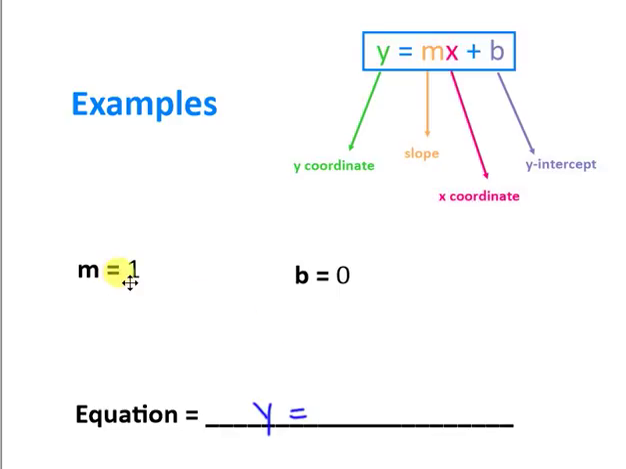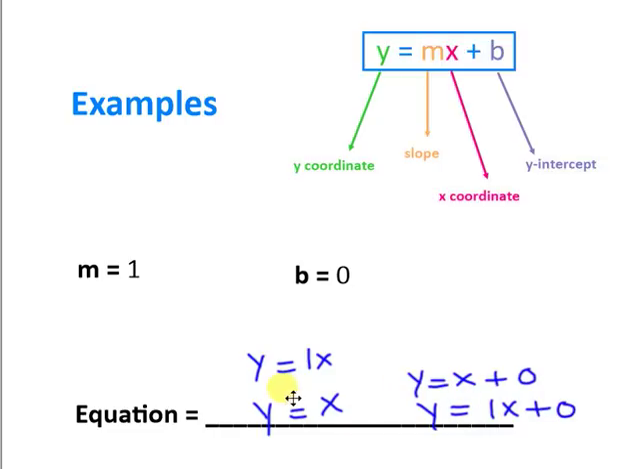Now our slope is 1, so we can put 1x or we can just put x. And then we could put plus 0 or we could just leave it alone. So I'm going to show you a couple different ways we can write this. The cleanest way is y equals x. But you can also write it y equals 1x. You can also write it y equals x plus 0. And you can write it y equals 1x plus 0. All of those are acceptable, but I would say the absolute cleanest way to write it would be this one right here, okay?